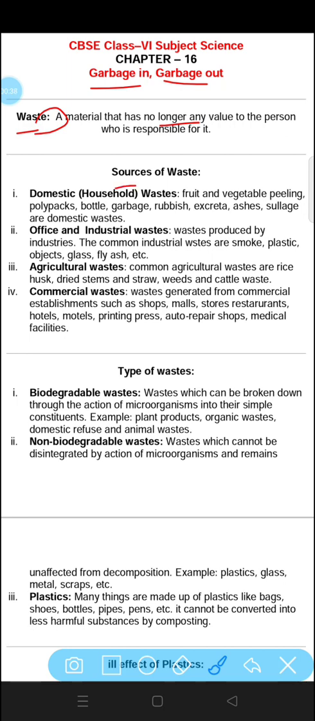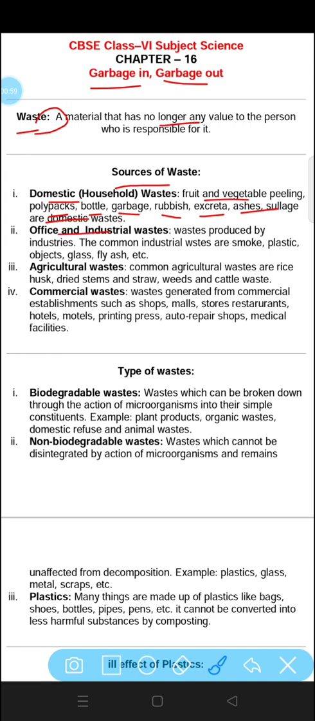Now, different sources of waste. First one is domestic or household waste, like fruits and vegetable peels, poly bags, bottle, garbage, rubbish, excreta, ashes, silage, and domestic waste. These all are the waste which we get from our homes.